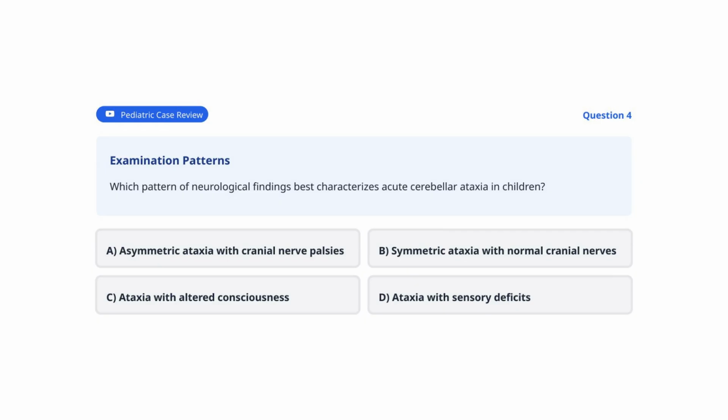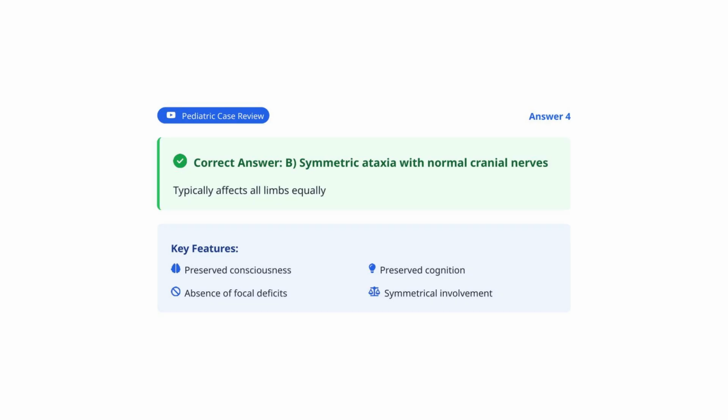Which pattern of neurological findings best characterizes acute cerebellar ataxia in children? Is it A. Asymmetric ataxia with cranial nerve palsies, B. Symmetric ataxia with normal cranial nerves, C. Ataxia with altered consciousness, or D. Ataxia with sensory deficits? The correct answer is B.